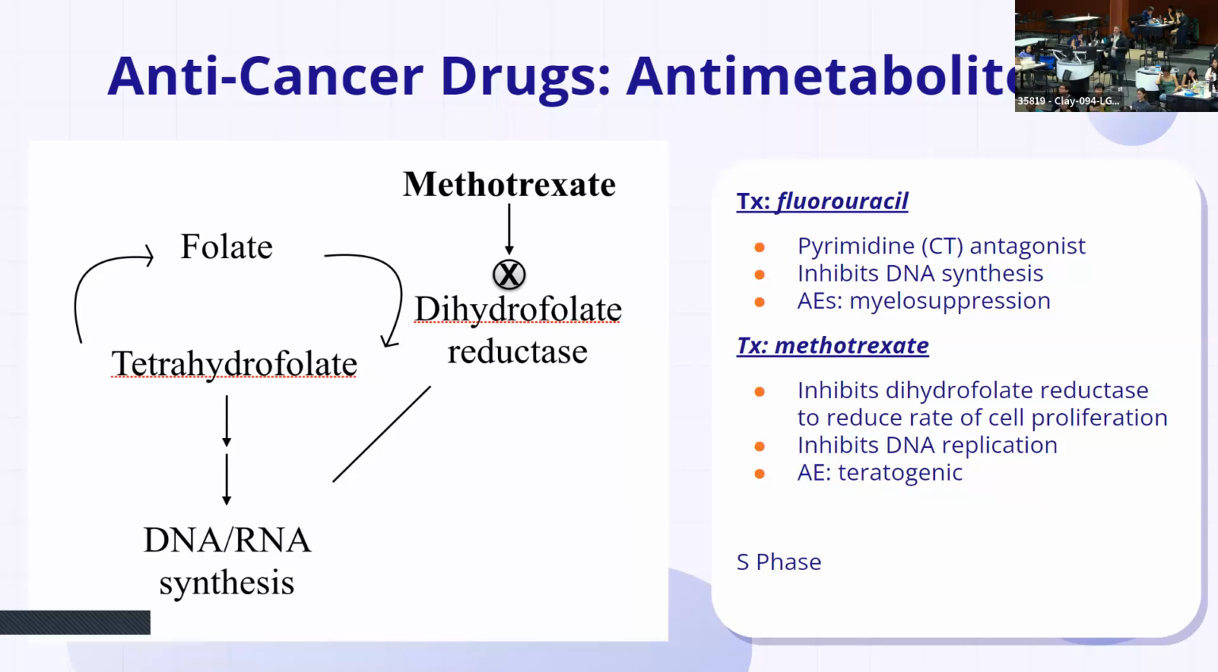And methotrexate is another drug, and you can see the pathway there. It's inhibiting dihydrofolate reductase, and so that's going to stop the formation of DNA. Methotrexate is probably more commonly used with things like rheumatoid arthritis rather than cancer. It can be used in cancer. And an adverse effect is that if someone's pregnant, it can cause issues. And they're both in the S phase.